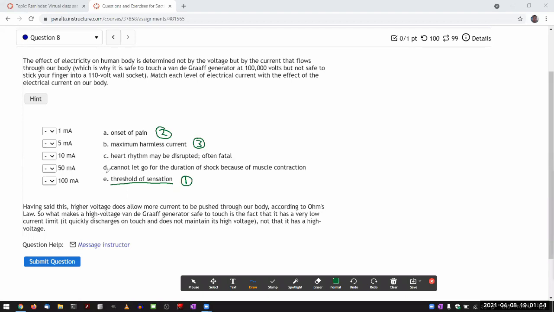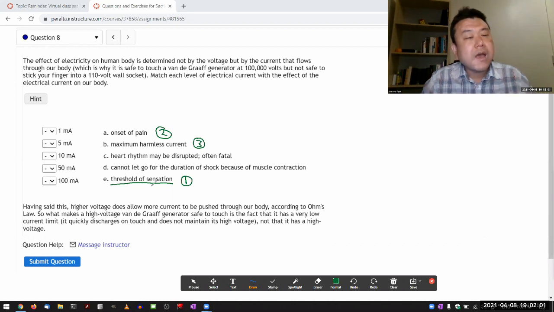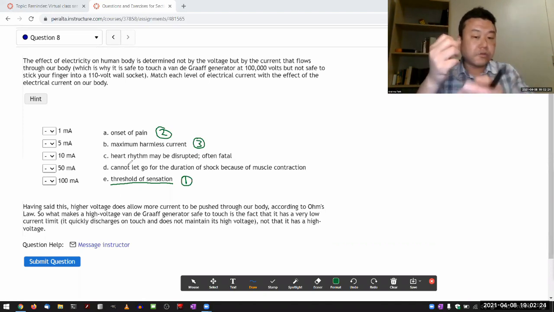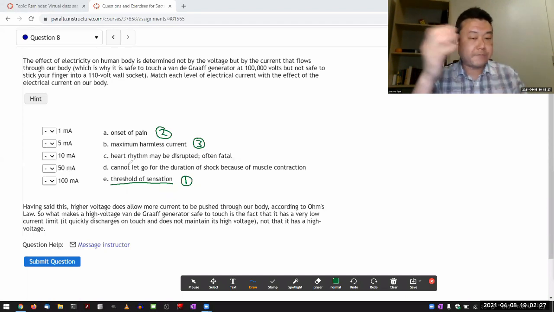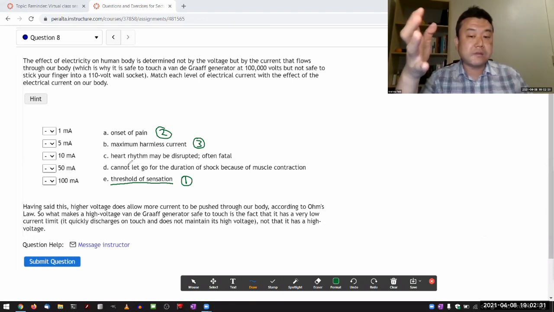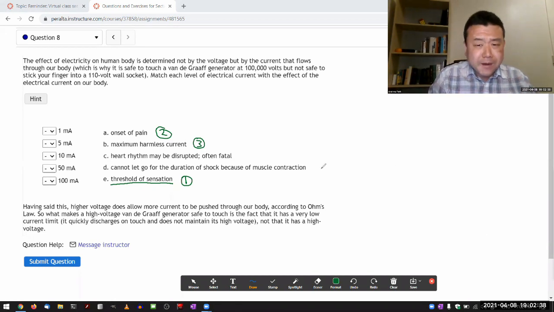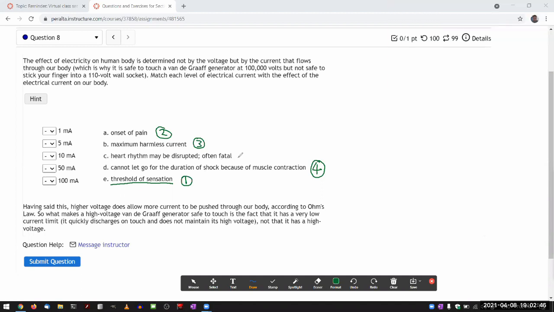I actually don't remember between C and D. Heart rhythm may be disrupted, often fatal. Cannot let go for the duration of the shock. I think D is actually before C. If I had to guess, I would say this, because there are people who get electrocuted. And one of the things that's dangerous in electrocution is if you have grabbed something, the electrical current messes with the operation of the synapses and how your muscle works. Sometimes the electrical current causes you to just grab without meaning to. People are sometimes in this situation and their heart doesn't necessarily stop. So I think that's the lesser amount of current, then this is the greater amount of current.